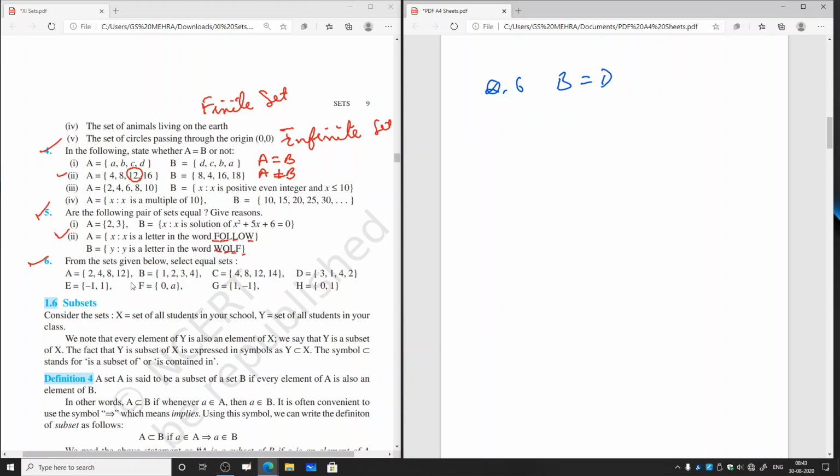We have already seen D and A, and compared them. Now let us go for E. E has two elements, minus 1 and 1. G also has the same elements, minus 1 and 1. So that means E is equal to G. Then F elements are 0 and A. There is no other set having the elements 0 and A. And H elements are 0 and 1. Also there is no other set which has the elements 0 and 1. So only two pairs of sets are equal, that is B is equal to D and E is equal to G.